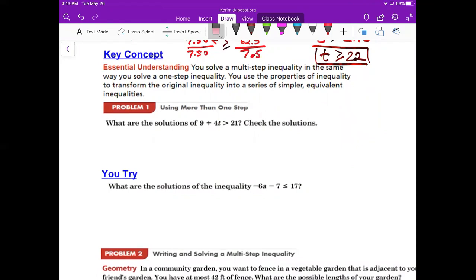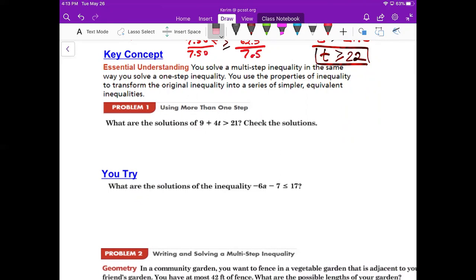You use the properties of inequalities to transform the original inequality into a series of simpler equivalent inequalities. Meaning that we're adding the same number to both sides, subtracting the same number from both sides, or multiplying or dividing both sides by the same number. But please pay attention while dividing and multiplying with negative numbers.